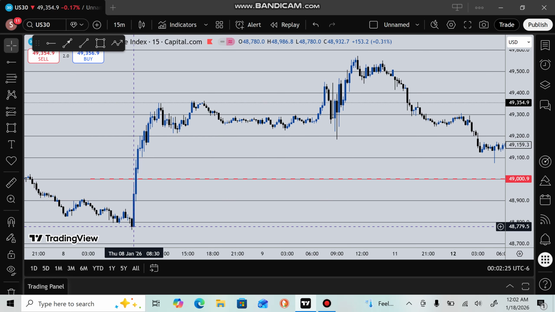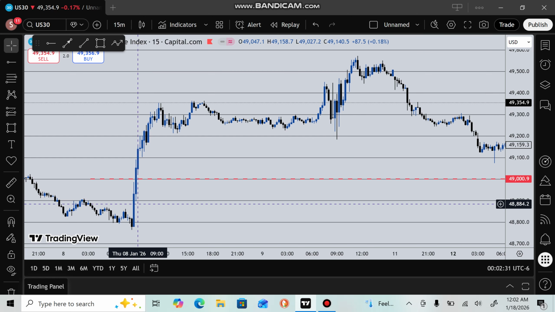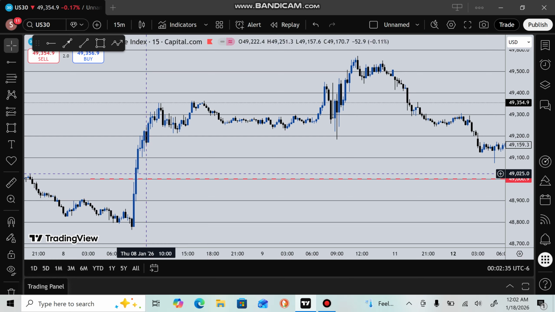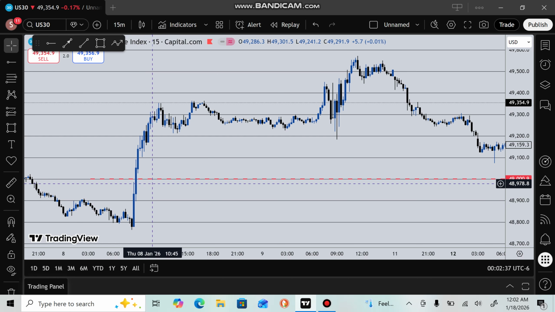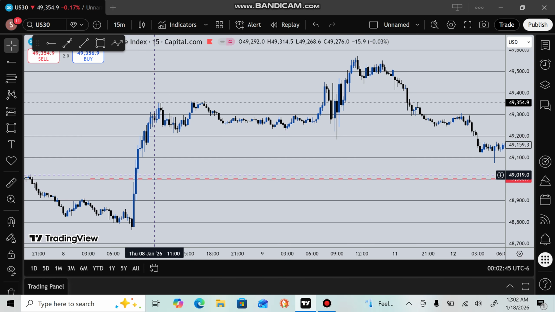You identify the imbalance by: one, blue, blue, blue, blue, blue, no black in between. That's an imbalance. Identifying an imbalance is very easy. When you see only one color for a period of time, like multiple blue candles or multiple black candles in a row with no other color candle in between, that is called an imbalance.